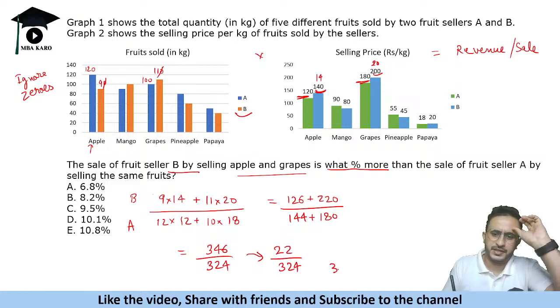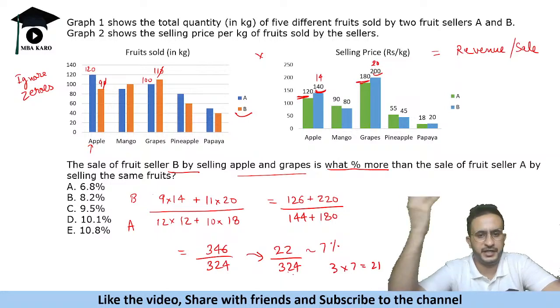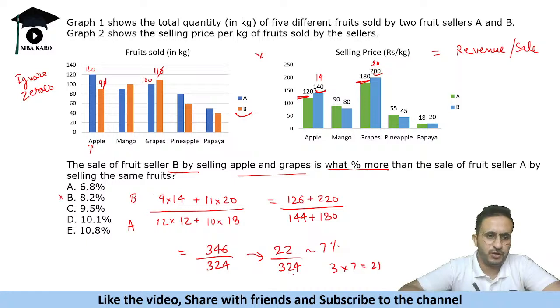See 3 into 7 is 21. So 300 का 7% 21 होता, but this is 324. So roughly around 7%. ठीक है, like 24 का 7 कितना होता 168. So 21 point like you would get 20, more than like 8% is 324 का 8% तो ज़्यादा ही हो जाएगा 24 से ज़्यादा होगा, right? If you see all the options are way too high, so this is 6.8%.